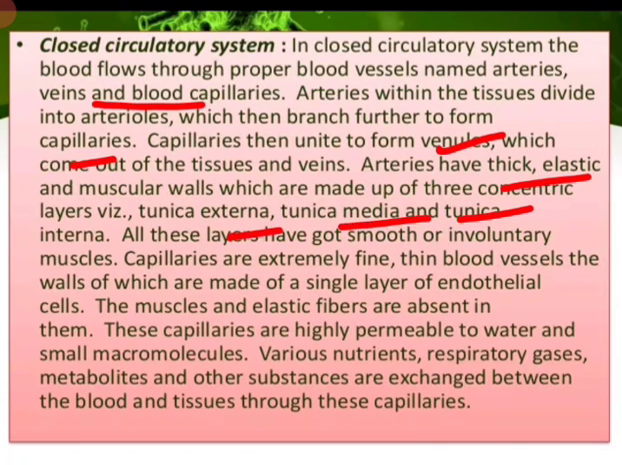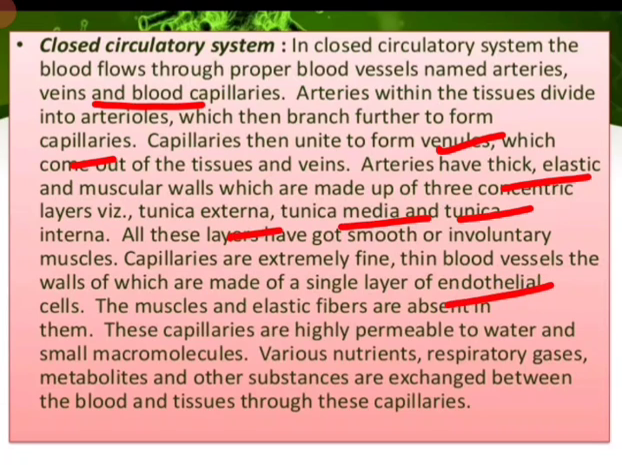That is easy to remember: externa, media and interna are the layers of the arteries, and all these layers have smooth or involuntary muscle. Capillaries are extremely fine, thin blood vessels with walls made up of a single layer of endothelial cells. Whatever exchange of nutrients and gases occurs happens through the capillaries only, because they are very fine and delicate, a unit membrane structure.